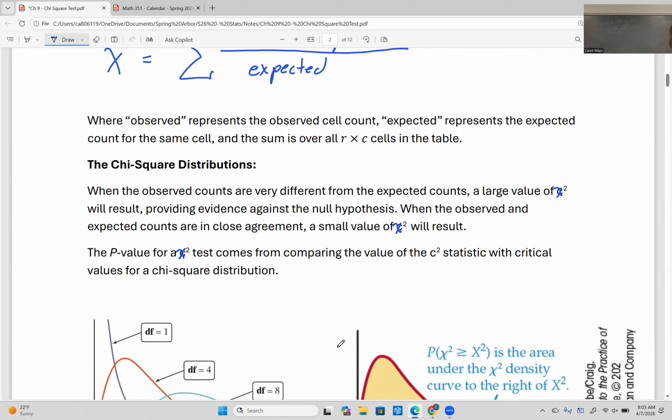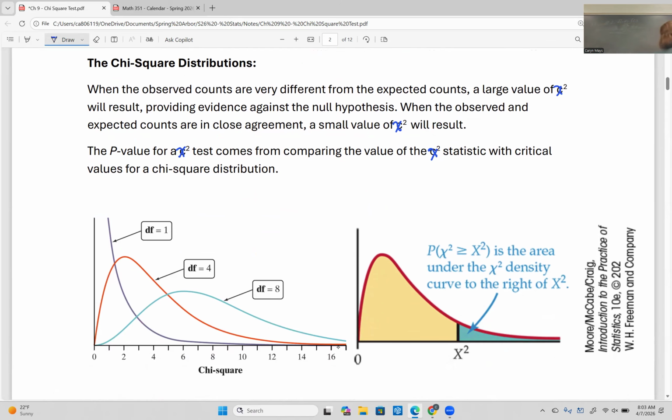A small value of chi-squared results, and then the p-value for the chi-squared statistic comes from comparing the value of the chi-squared with critical values for this chi-square distribution. And so like the t-distribution, for every degree of freedom we get a slightly different shape of a curve, but it still has that peak shape. And what we are ultimately finding is the area to the right of that chi-squared value. And that area tells us our p-value when we're comparing things.